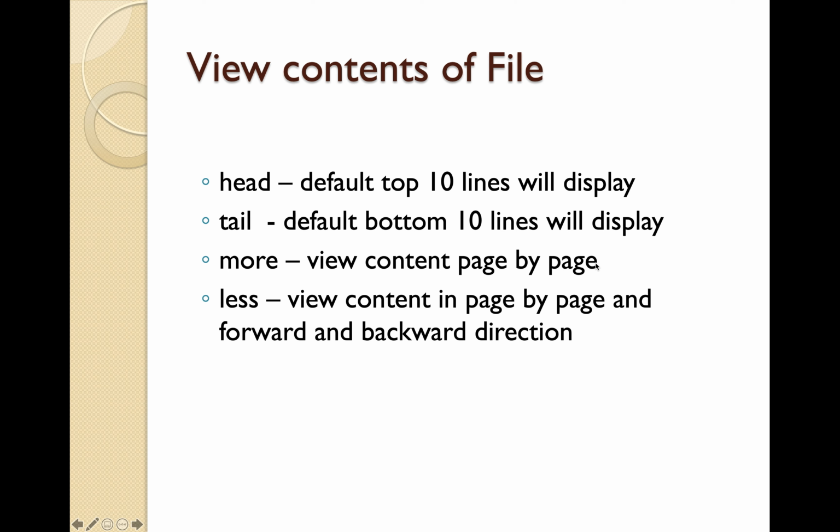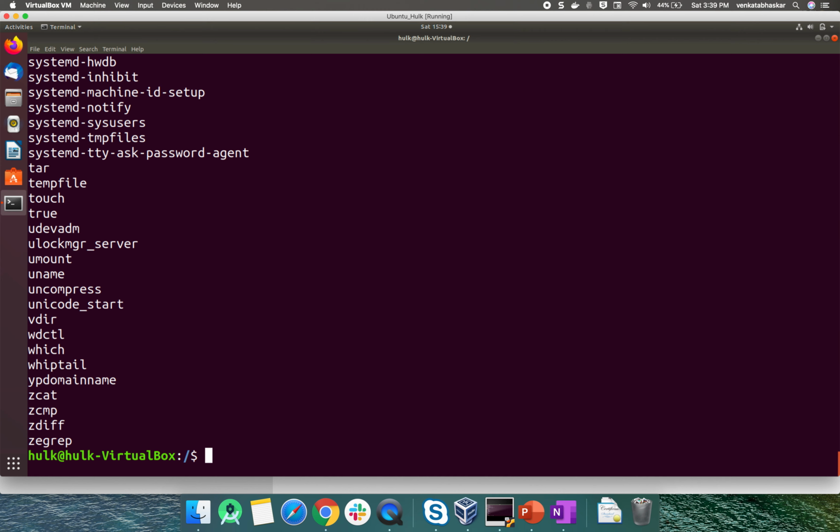Now there is a drawback of this more command: you are going in the forward direction only. Some user may come and say, no sir, I want to go backward. So we have another command, the less command. You can go forward and you can go backward. How can I do that? Same ls command, everyone knows, you can see the list of files inside the binary directory, right?